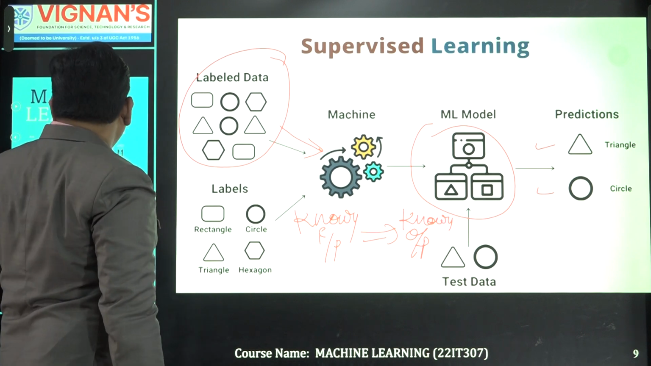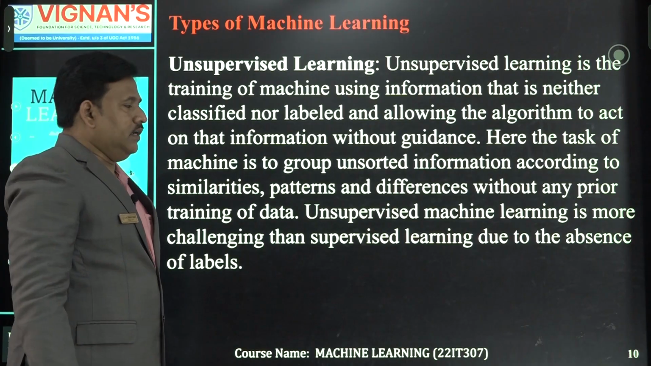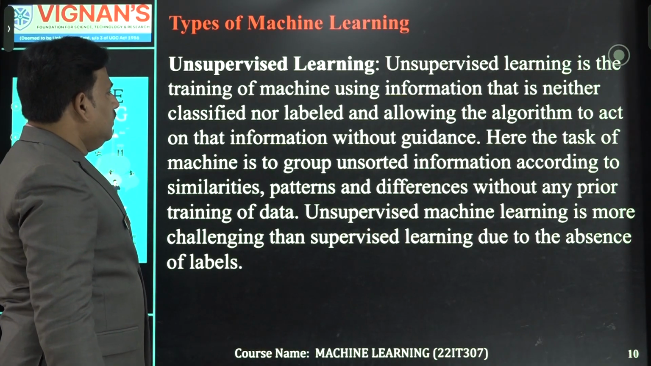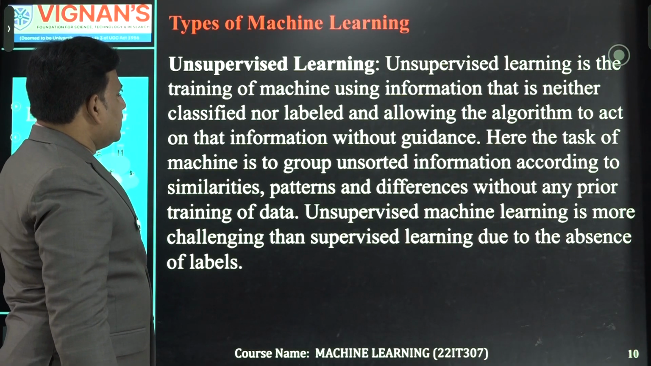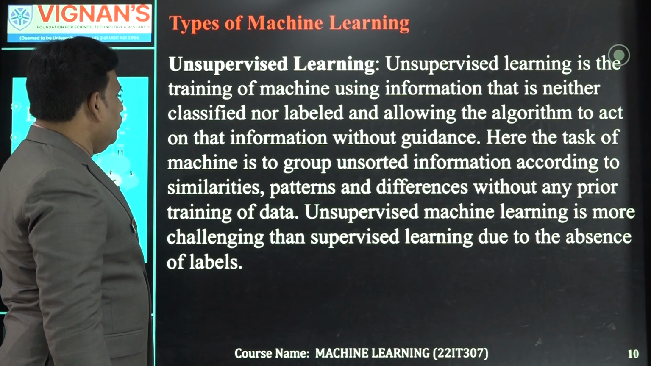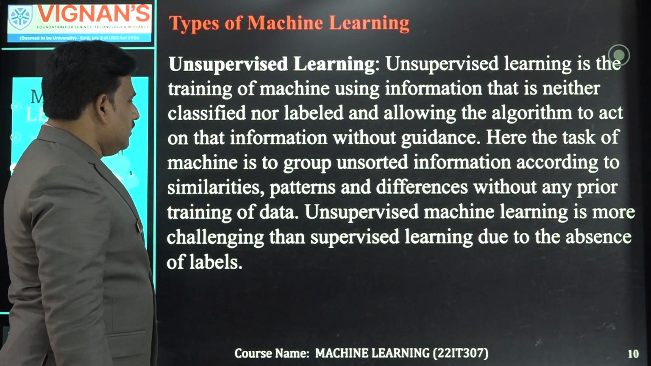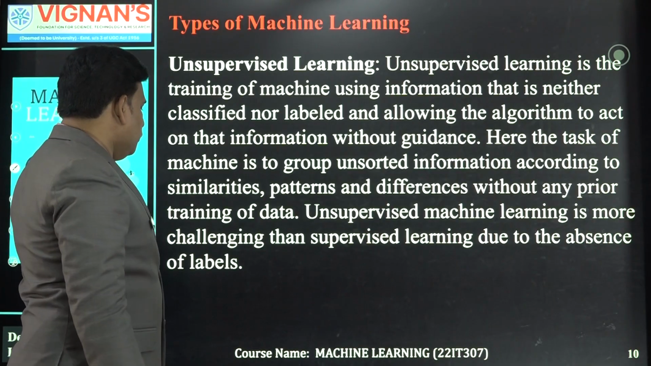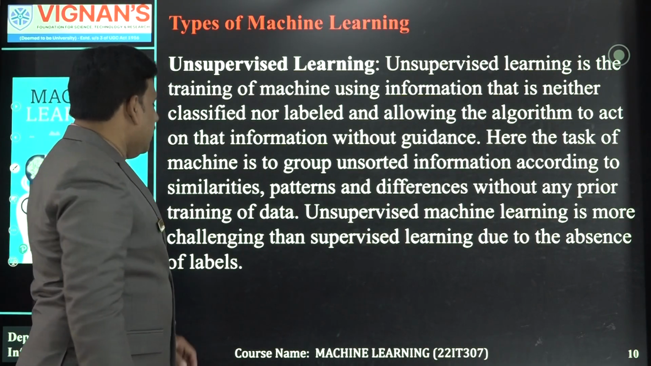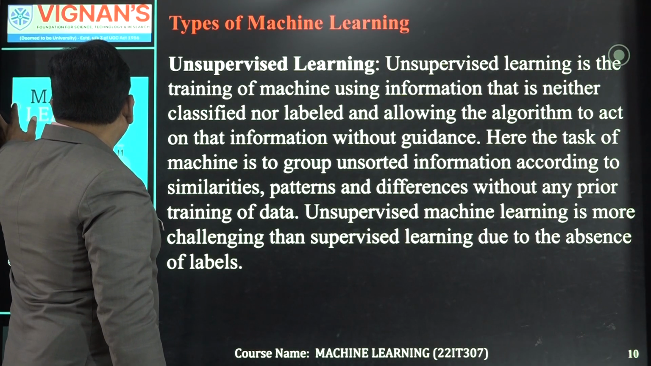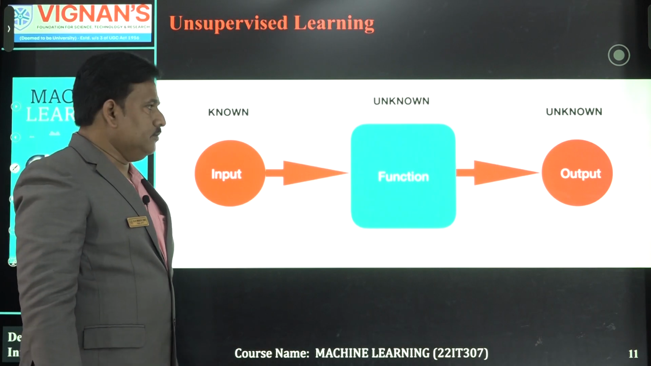Okay, now look at the next one. The second type of machine learning model is the unsupervised learning model. In the unsupervised learning model, the data is neither classified nor labeled, and the algorithm is allowed to act on the information without guidance. Let's look at an example here. Unsupervised machine learning is more challenging than supervised learning due to the absence of labels. That means we are not going to provide the output labels or target labels. That means the output is unknown for the machine.